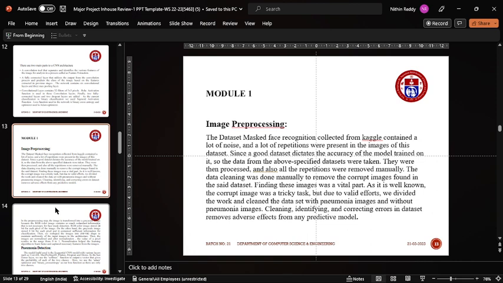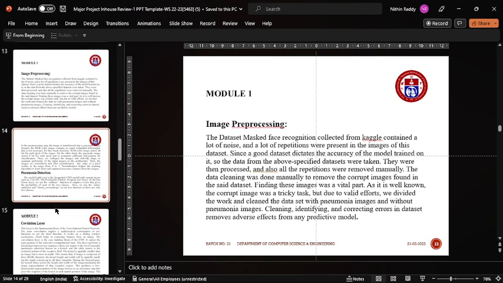The data cleaning was done manually to remove the corrupt images from the said dataset. Finding these images was a vital part. As it is well known, finding the correct images was a tricky task. But due to valid efforts, we divided the work and cleaned the data with the pneumonia images and without pneumonia images. Cleaning, identifying, and correcting errors in the dataset removes adverse effects from the predictive model.